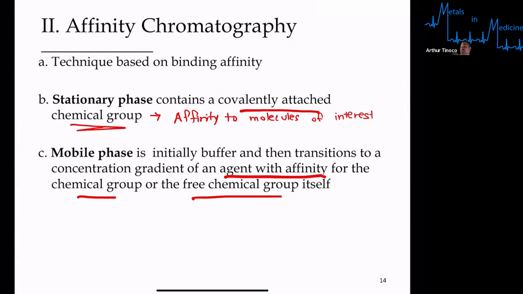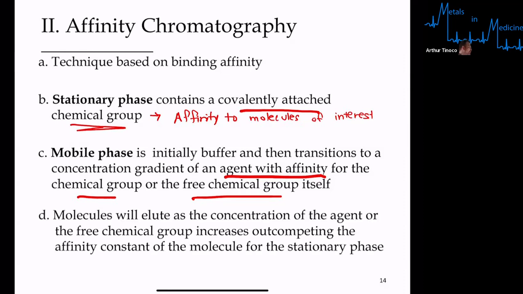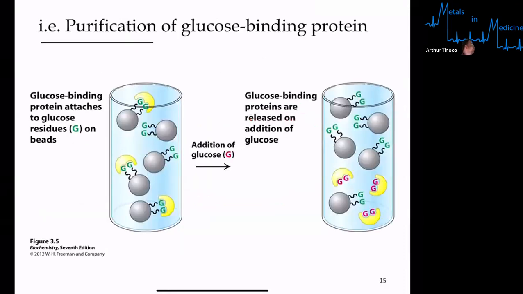So there are different ways that you can take advantage of the affinity in order to allow for elution. And so here, the idea is that molecules will elute as the concentration of the agent or the free chemical group increases, because you're trying to compete with affinity here. So that competition, you will win as you have more and more concentration. So look at an example of this. Here we have an example of something you're trying to purify, which is a glucose binding protein.